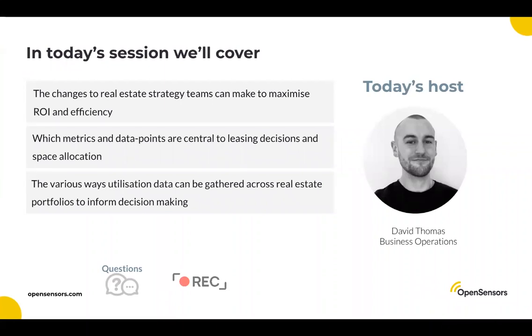And in today's topic, we're going to be looking at some of the changes that teams can make to their real estate strategy, both to make their workplace more efficient and also to maximize their ROI on real estate spend. In looking at this, we're going to look at which metrics and data points are central to these decisions, both in the long and short term. And then finally, we're going to look at the actual ways that data can be gathered and the way that we can present this data to make it understandable and very useful in making decisions.